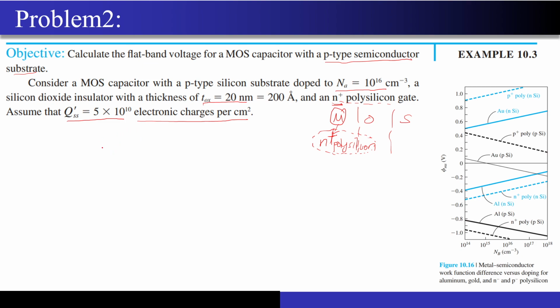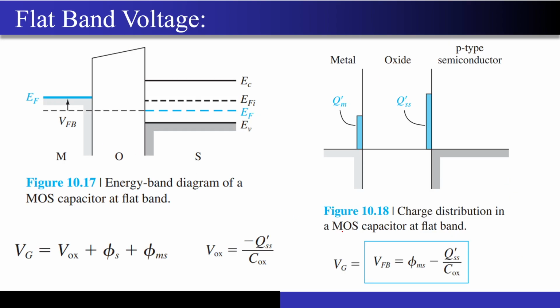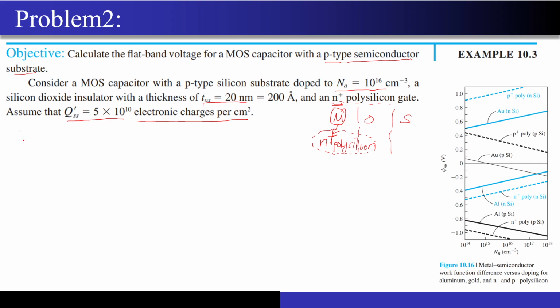Now first of all we have to look at the formula. What is the formula? I will just write it over here. VFB is your phi ms minus QSS dash by Cox dash. So this is what we have. But do we know the phi ms? We don't have any information given, but they have given us a diagram on the right hand side over here. So now what is this diagram? On the y axis they have given the phi ms, and on the x axis they have given the doping concentration. And whose doping concentration?